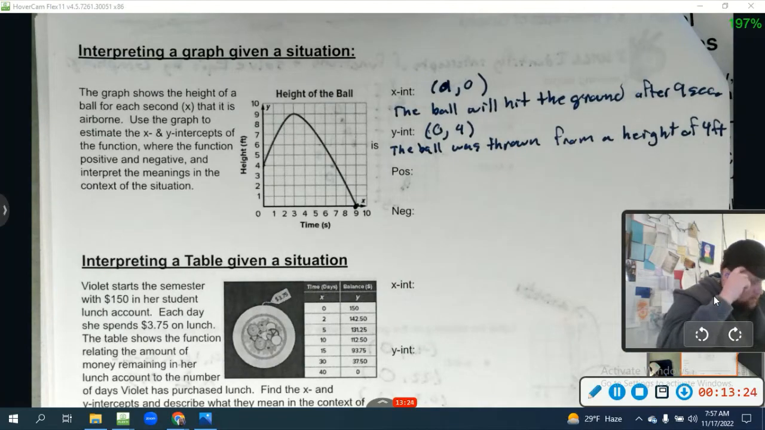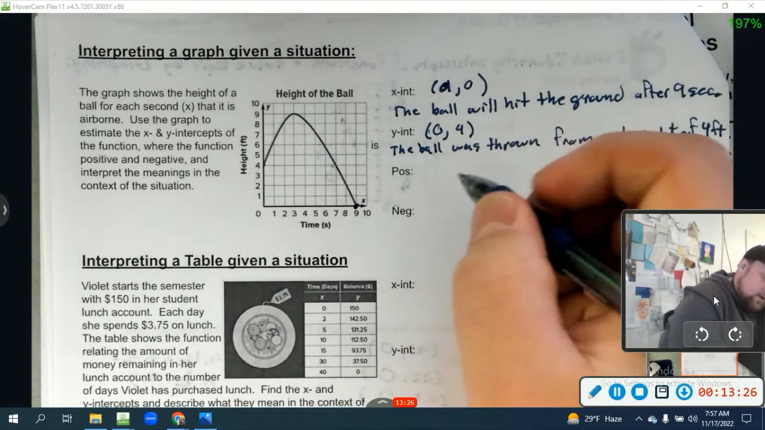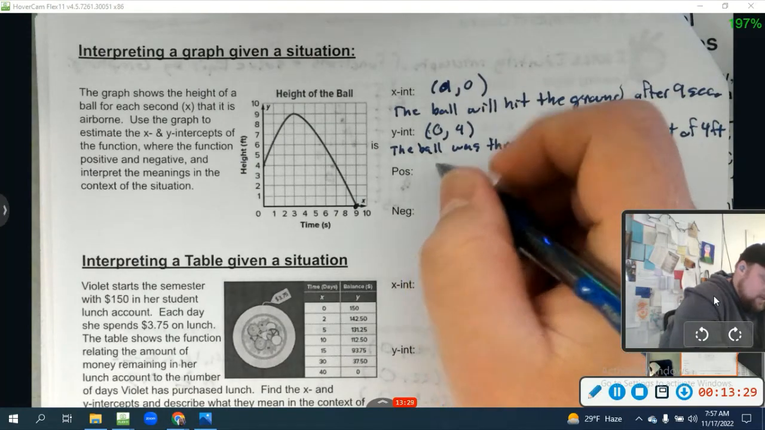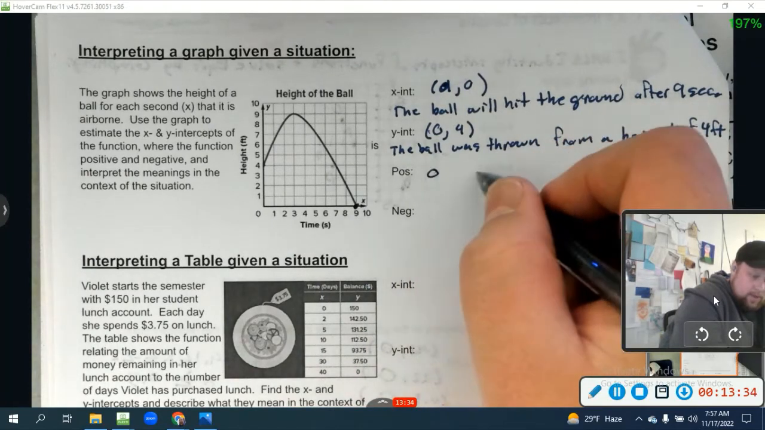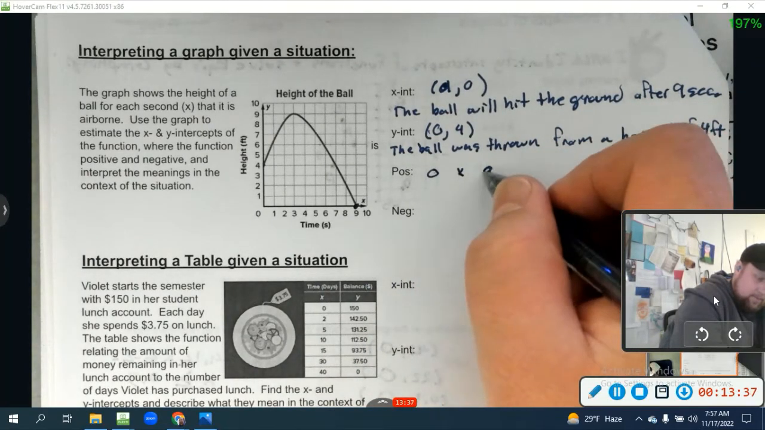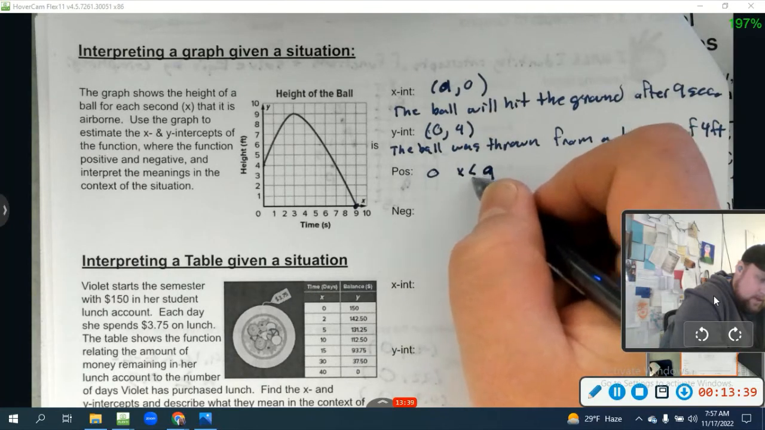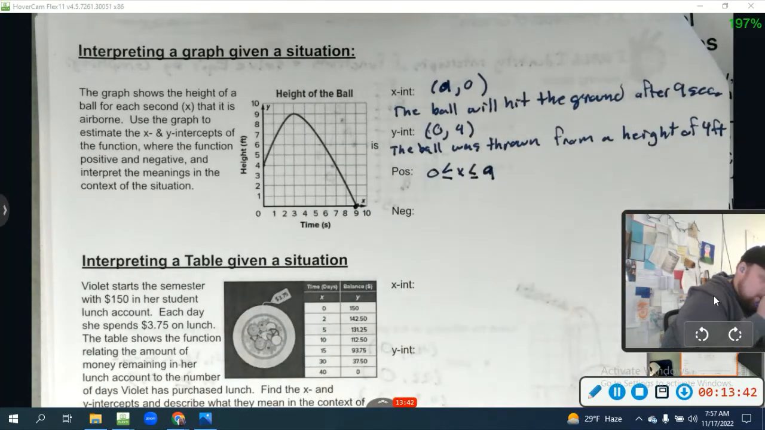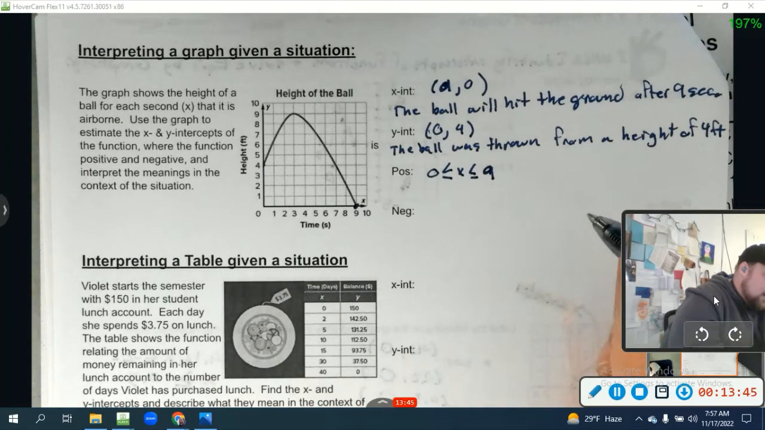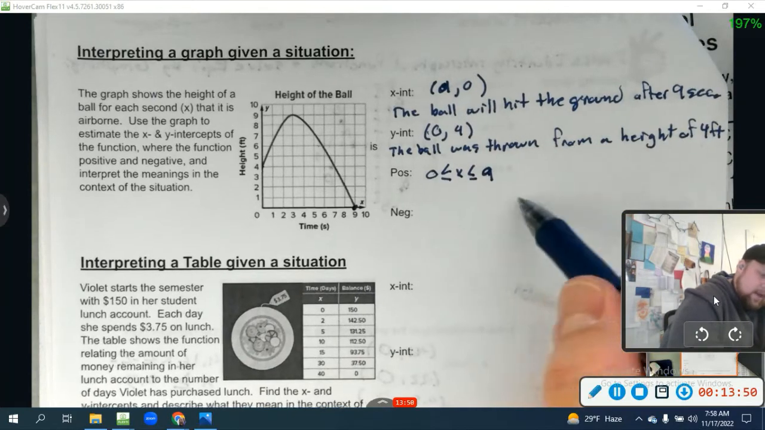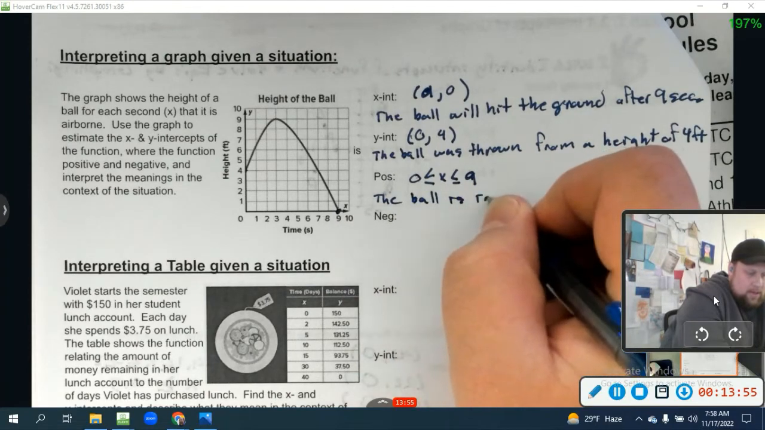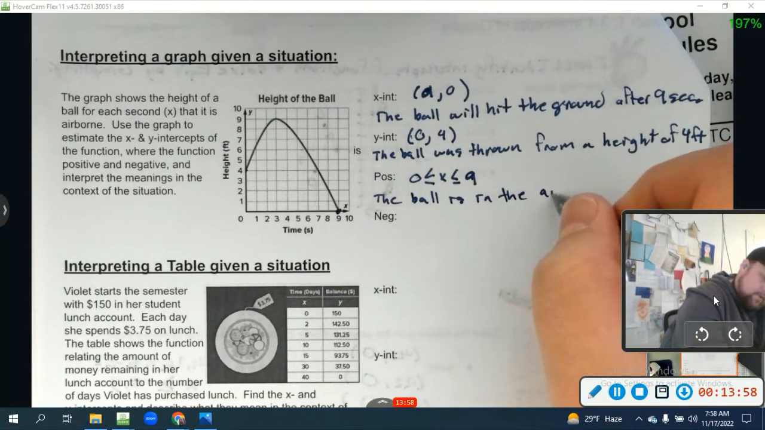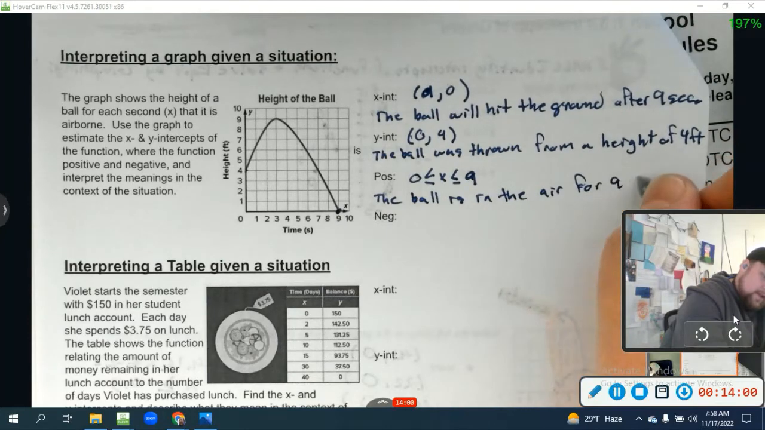All right. And when is this positive? Well, it's positive between x equals 0 and 9. So it's between 0 and 9, x in the middle. It's going to be less than or equal to 9 and greater than or equal to 0. And the ball is positive. What is that telling us? That's telling us the ball is in the air for 9 seconds. So the same thing. It's just saying the ball is in the air for 9 seconds.